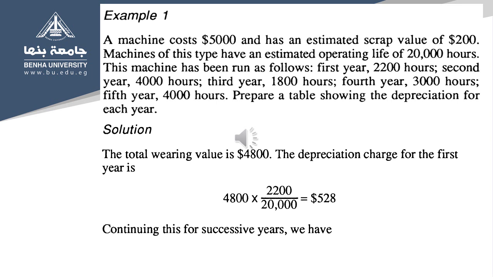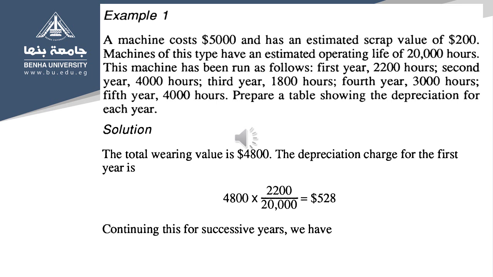A machine costs $5,000 and has an estimated scrap value of $200 at the end of its lifetime. A machine of this type has an estimated operating life of 20,000 hours. This machine has been run as follows: first year 2,200 hours, second year 4,000 hours, third year 1,800 hours, fourth year 3,000 hours, fifth year 4,000 hours. Prepare a table showing the depreciation for each year.